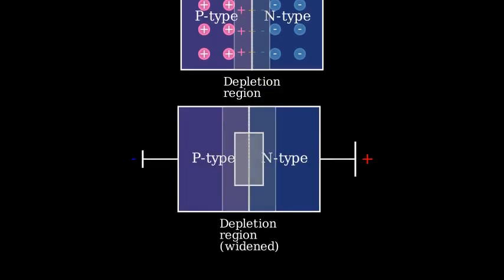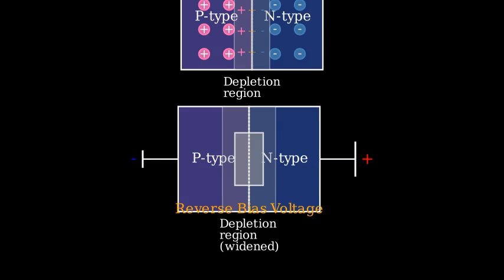In reverse bias, we connect the positive terminal of the battery to the N-type material and the negative terminal to the P-type material. This bias configuration is opposite to the forward bias, where the P side would be connected to the positive terminal and N side to the negative terminal.